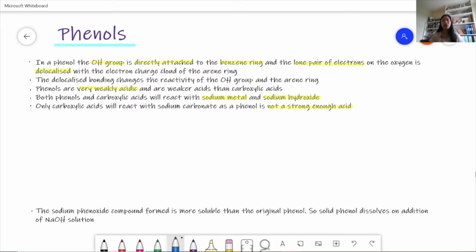An example of an acid-base reaction with a phenol is with sodium hydroxide. So we have a phenol, which is benzene attached to an OH. So we have benzene here, and we've got an OH attached. So this is our phenol. And then if we add sodium hydroxide, what we form is the salt and then water, just like any other neutralization reaction.